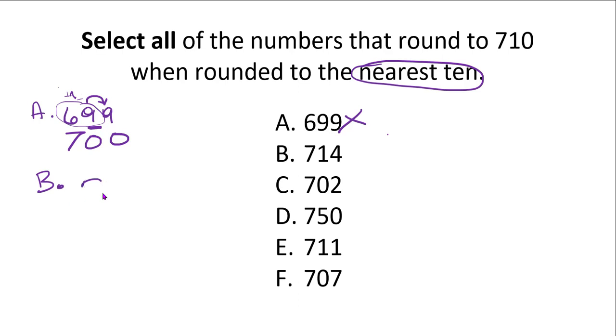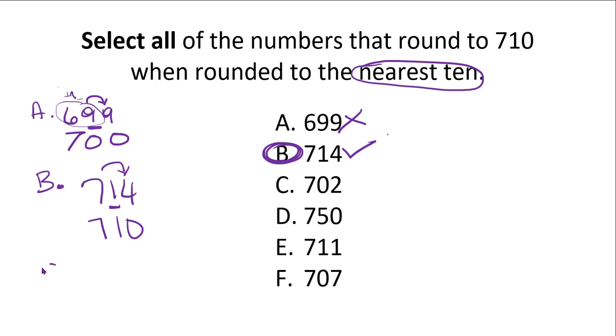Let's do B down here. 714 rounded to the nearest 10. Underline the digit in the tens place. Look next door. It's a 4. It's less than 5, so the 1 will remain the same. Of course, the 7 in the hundreds place remains the same. Everything after the underlined digit becomes a 0. Does it round to 710? Yes, it does. Circle B.